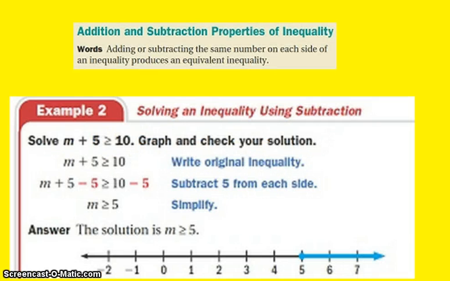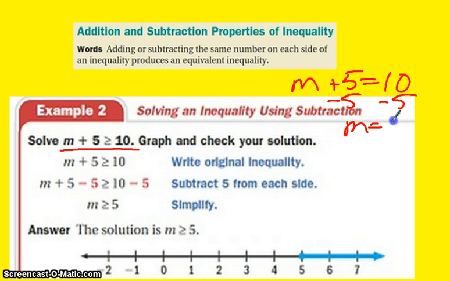What we're going to be asked to do in this section is to solve and graph inequalities. So if we look at our first one here, this is m plus 5 is greater than or equal to 10. So what we want to do is treat this just like a regular equation. So if I just had m plus 5 equals 10, what would I do? Well, I'd subtract 5 from both sides and m would be equal to 5. So that's the same thing we're going to do here. We're going to subtract 5 from both sides and m is now going to be greater than or equal to 5.